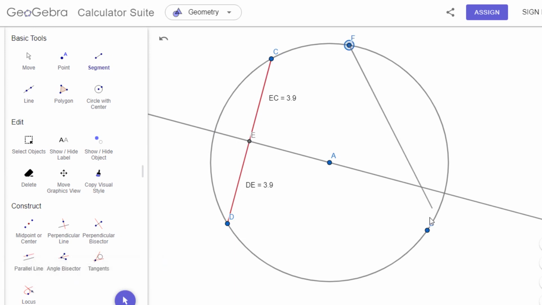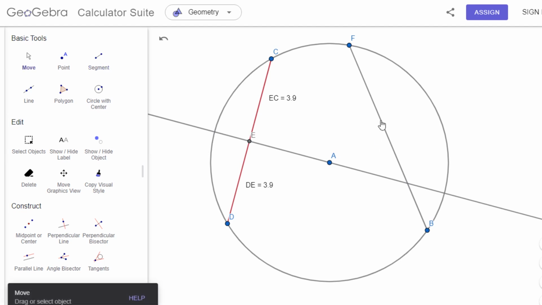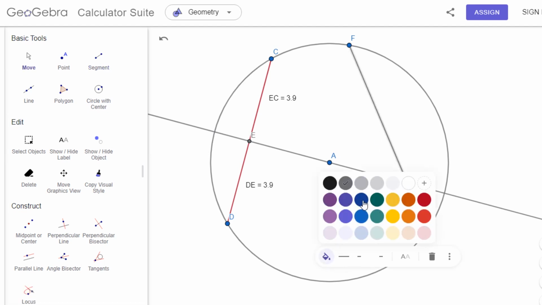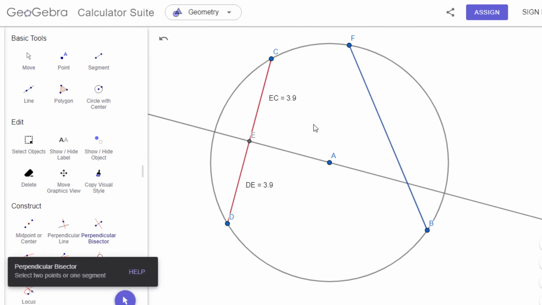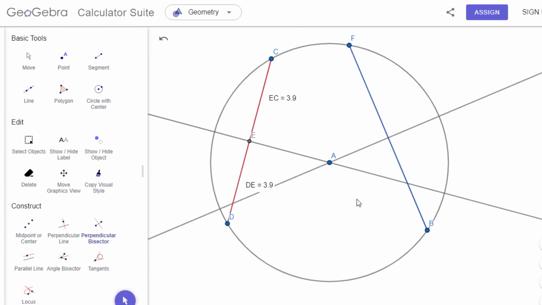If we want to prove it further, we can add another chord. Let's add another chord like so. So that's our chord, and I'm going to color it in a blue color. So now let us find the perpendicular bisector of this chord right there. So we get our tool and we click it, and as you can see, it is passing through the center. So this means, my friend, that the diameter is the only chord that can perpendicularly bisect another chord. So that's your proof right there.